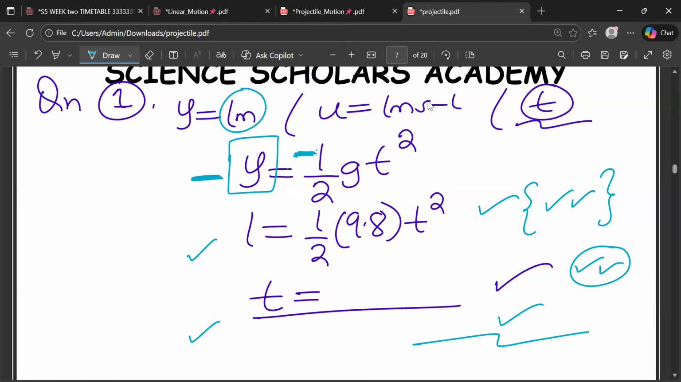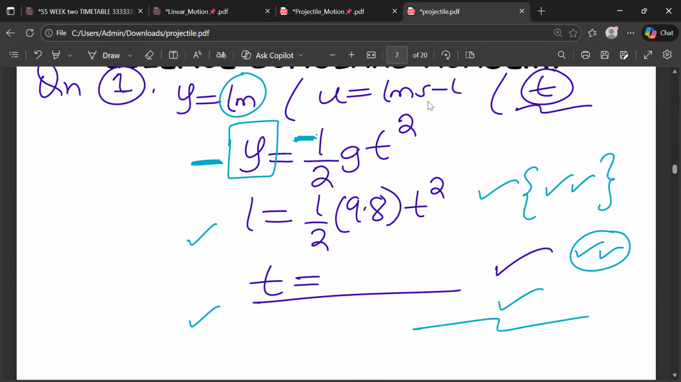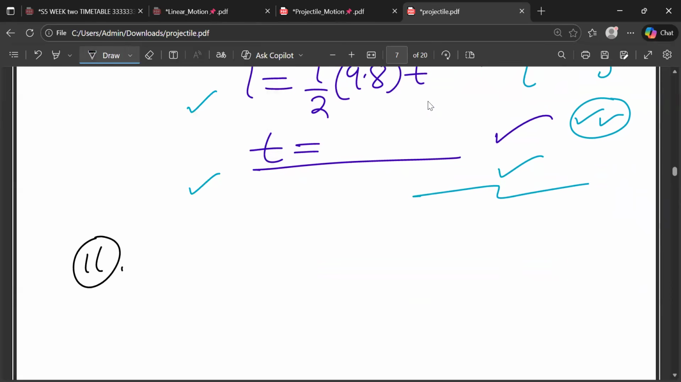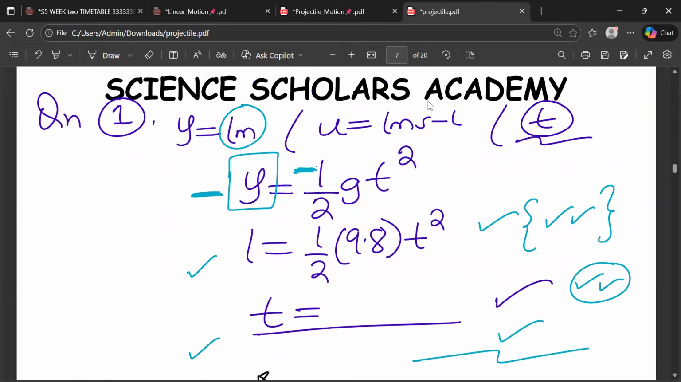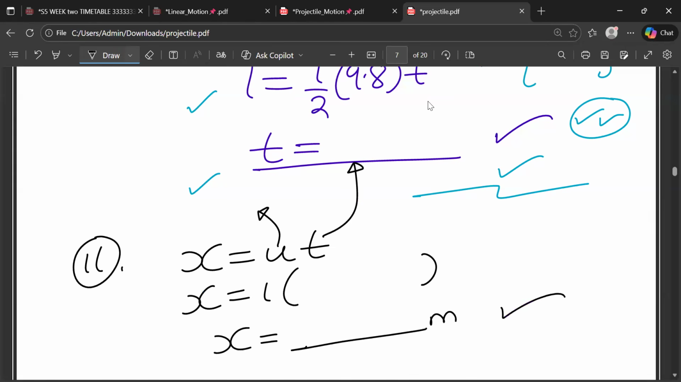Like that. Then Roman 2, they asked for the horizontal distance covered. Horizontal distance, according to our sketch, horizontal distance is x. And horizontal distance is what? UT. The U is there in the question. We've summarized it. It's there on top. It's a 1. Then the T, you've just obtained it here. So you do the same. You come and substitute for U, which is a 1. You put the value of time and then finally get your X. It is horizontal distance. So it's supposed to be in what? In meters. And that was the unit in the question.